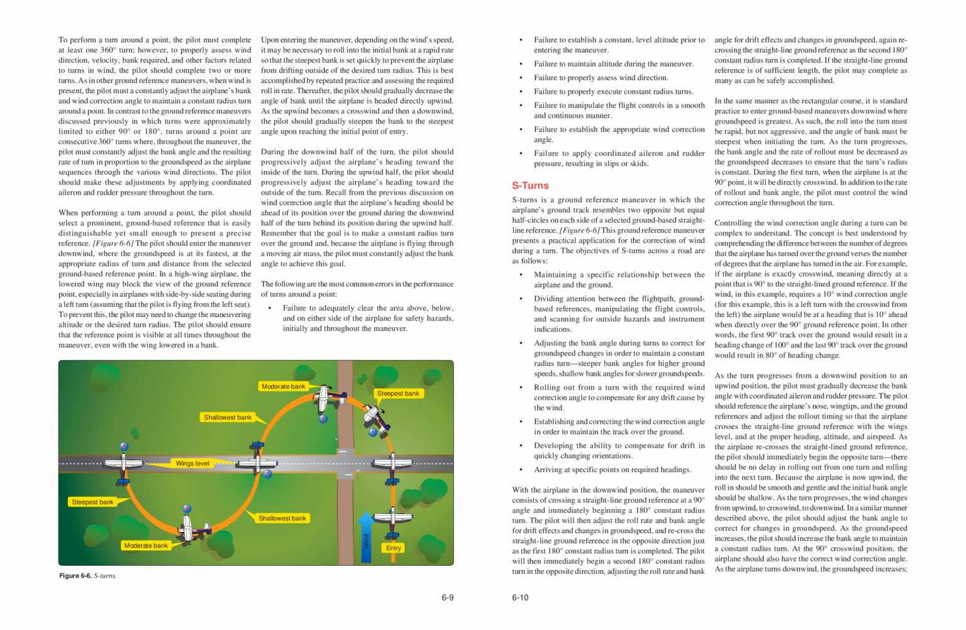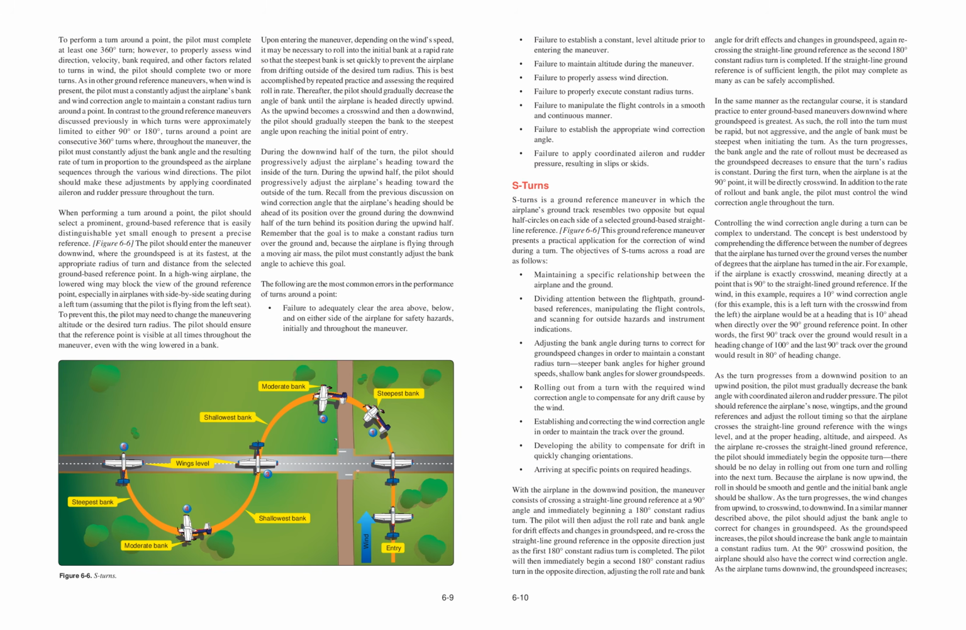As the turn progresses from a downwind position to an upwind position, the pilot must gradually decrease the bank angle with coordinated aileron and rudder pressure. The pilot should reference the airplane's nose, wingtips, and the ground references and adjust the rollout timing so that the airplane crosses the straight line ground reference with the wings level, and at the proper heading, altitude, and airspeed.